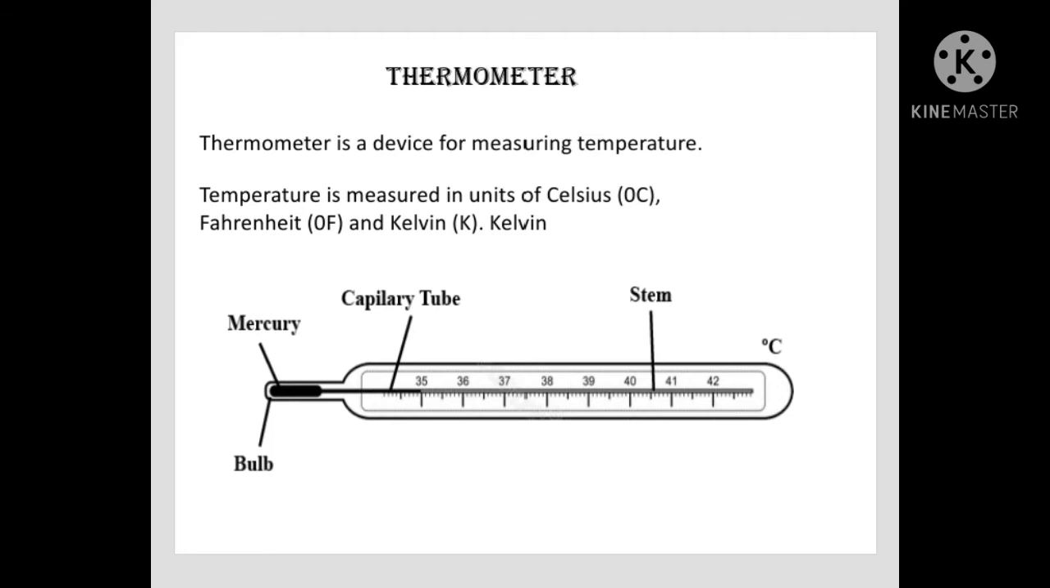So students, do you know how much our body temperature is? A healthy person's body temperature is 37 degree. But now again the question arises, is it degree Celsius or Fahrenheit? Students, always remember it is 37 degrees Celsius.